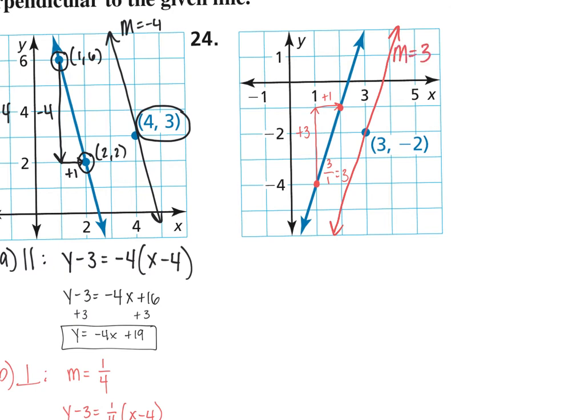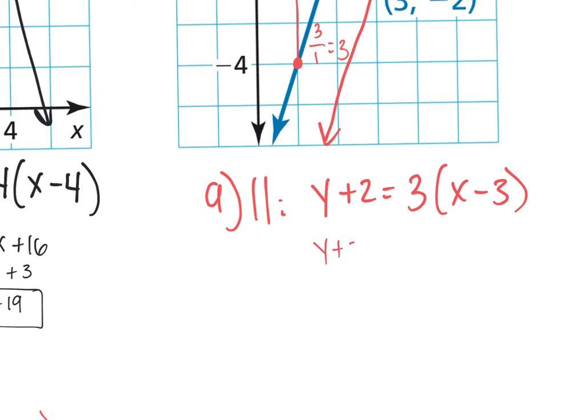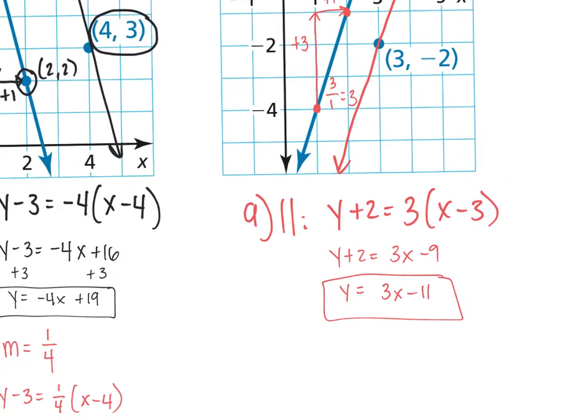Or m equals 3. So for part A, we're doing parallel. Our slope is 3. Our point is (3, -2). So we've got y plus 2 equals 3 times x minus 3. We distribute the 3. We're going to get y plus 2 equals 3x minus 9. We subtract 2 from both sides. We're going to get y equals 3x minus 11, and our slopes are the same. Do you guys see that? Okay, my slope was 3 for both of those lines.